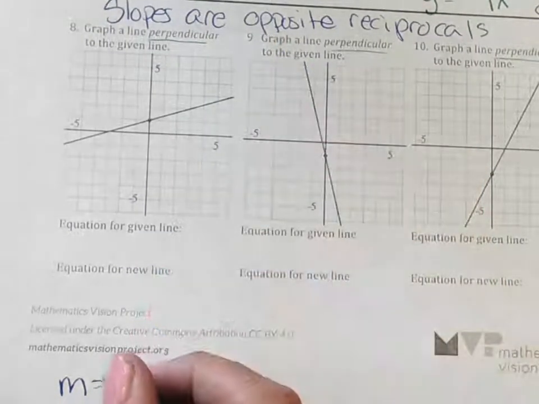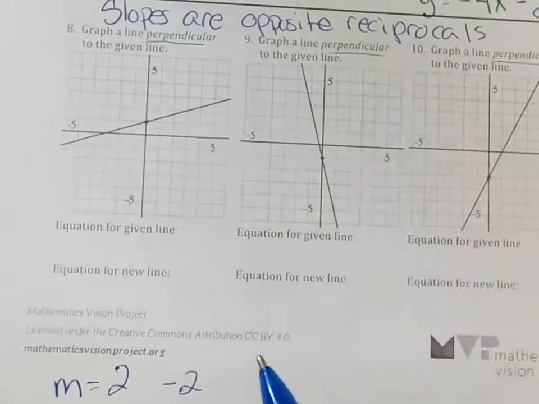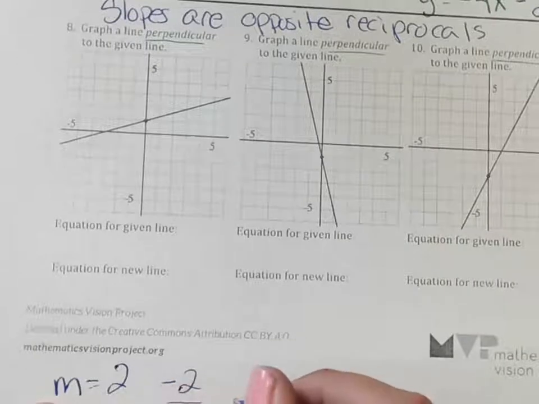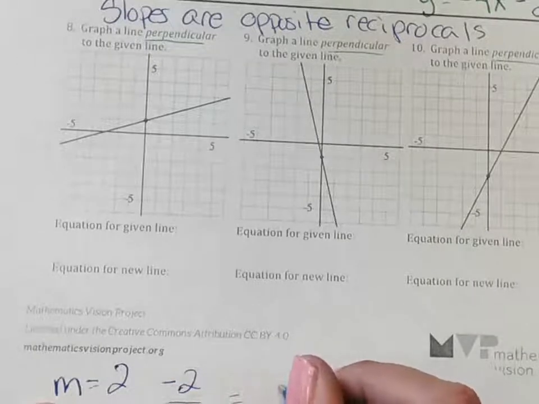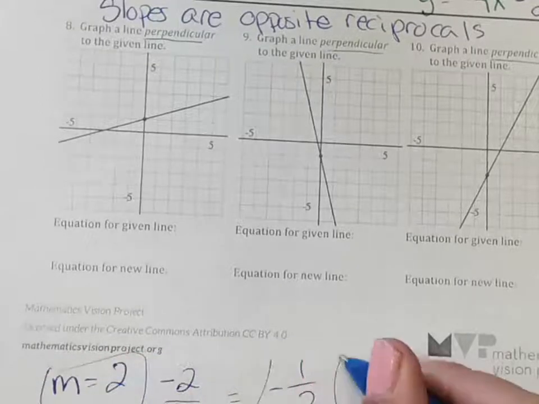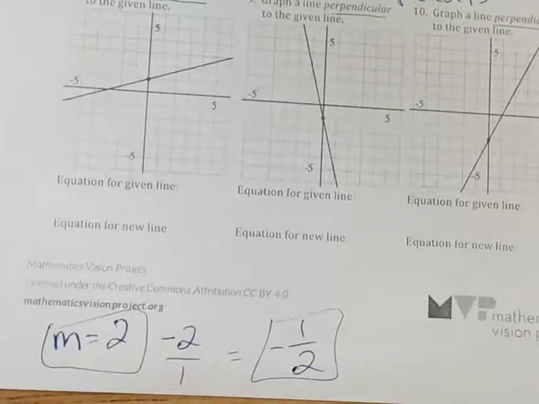Opposite means it's now negative, -2. And then reciprocals mean you flip them. So you flip it. So this is -2 over 1, so it's going to be -1/2. Okay, so change the sign and then flip it.